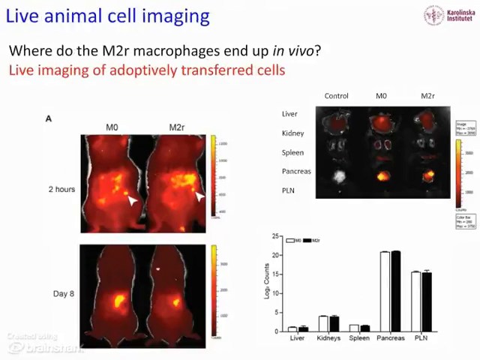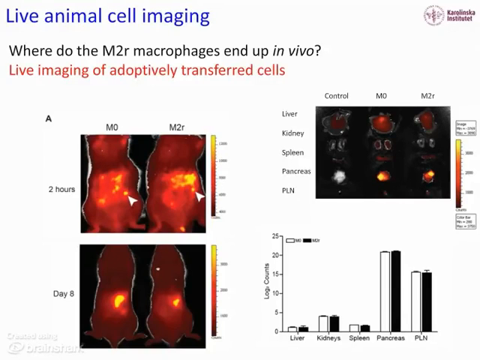In slide 11 you see some data showing where the cells ended up. The cells were marked with a fluorescent dye so that we could use a special camera whilst the mice were living to see where the signal was. So in the left hand panel A you see just after 2 hours, and the cells are more or less where you'd expect them after being injected intraperitoneally.